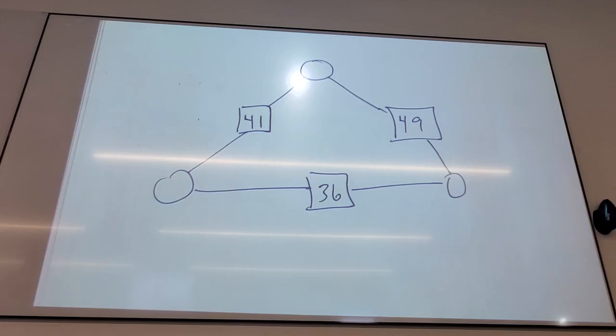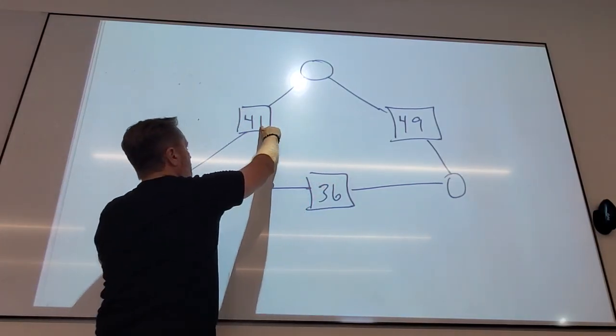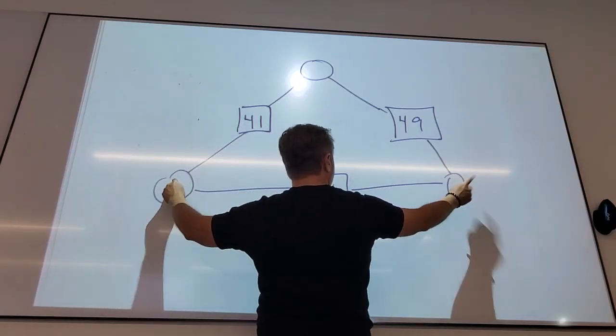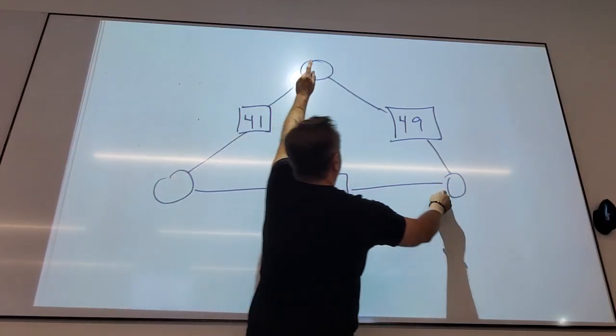Does anybody not understand the rules? All right, say it one more time. You get to pick numbers for the circles, but whatever number you put here and here, better add to 41. And whatever number you put here and here, better add to 36.